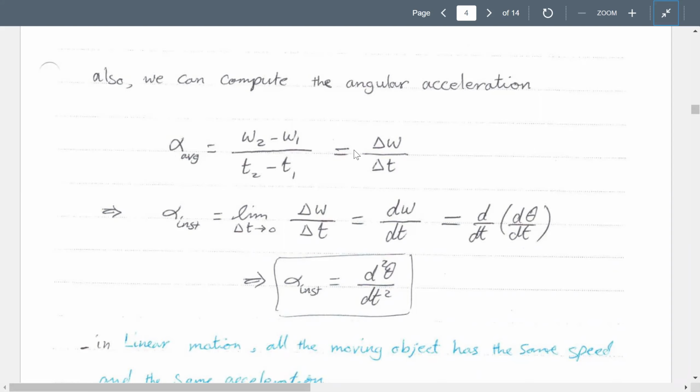That is the average angular acceleration. Also, we have the instantaneous angular acceleration. It is the limit when the time and the change in velocity go to small values. It will be d omega over dt. It is not delta.